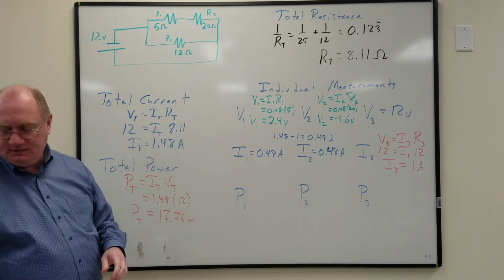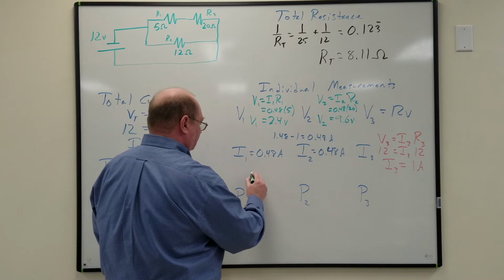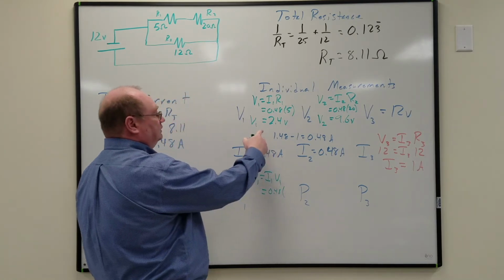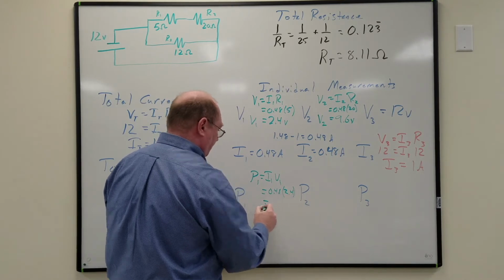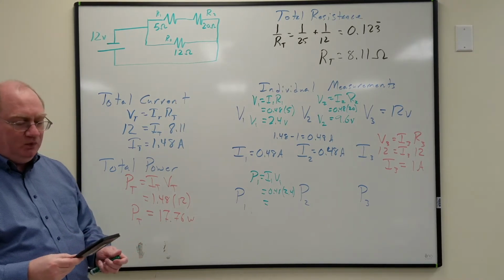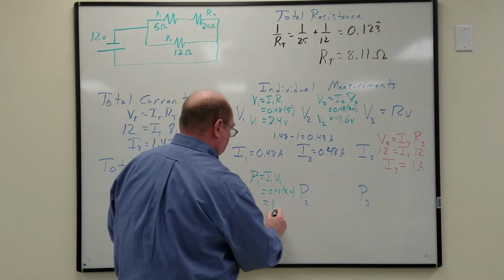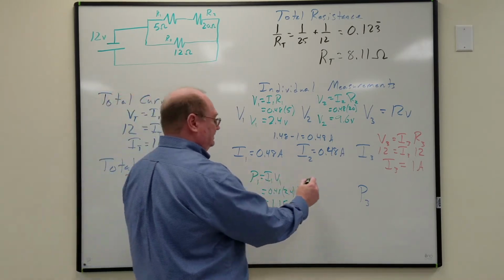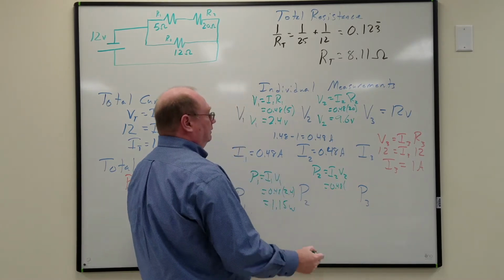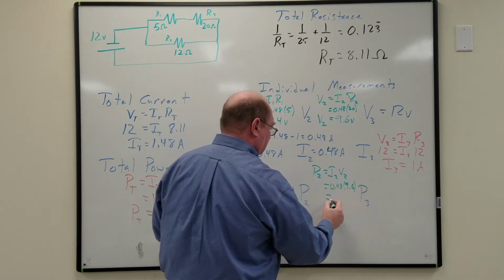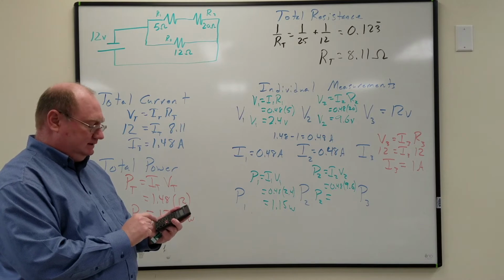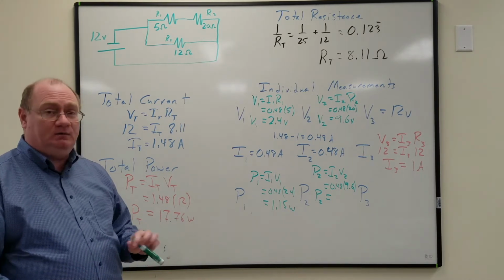Now we do that same process with the individual resistors. Current 0.48, and the voltage drop for it is 2.4. 0.48 times 2.4 is 1.15 rounded watts of power. For the second one, same process. Voltage is 9.6. 0.48 times 9.6 gives a power of 4.61 rounded.